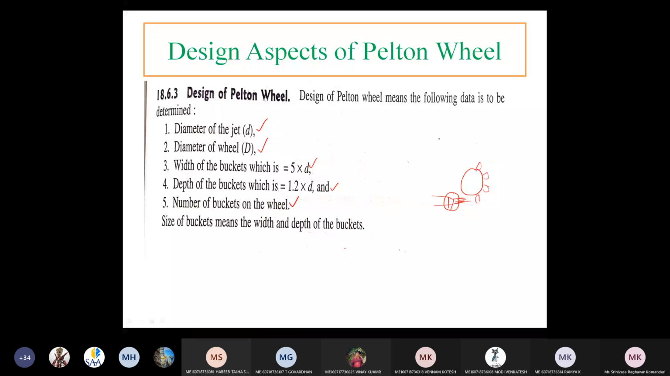In the examination, they will ask you to design a Pelton wheel for the following specifications. Then you have to calculate the diameter of the jet, the diameter of the wheel capital D, the width of the bucket, which is 5 times the diameter of the jet, the depth of the bucket, which is 1.2 times the diameter of the jet, and the number of buckets on the wheel. Remember those things.